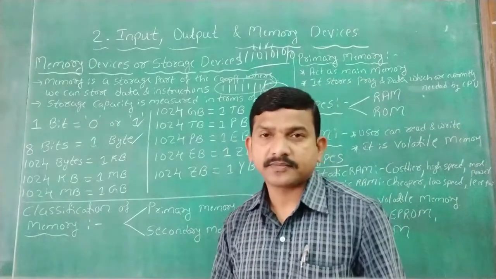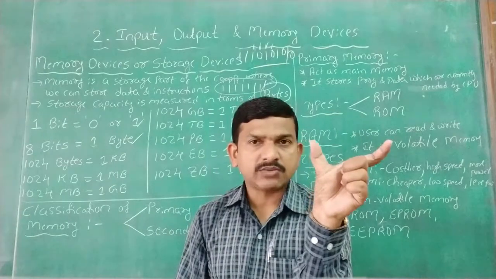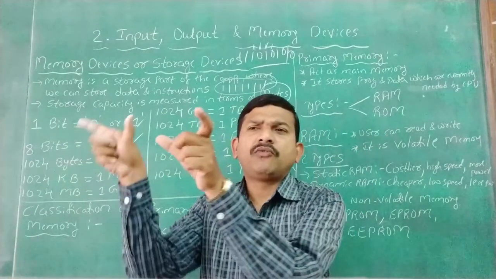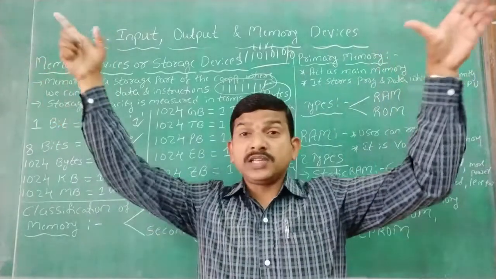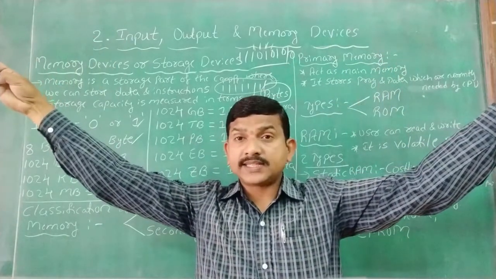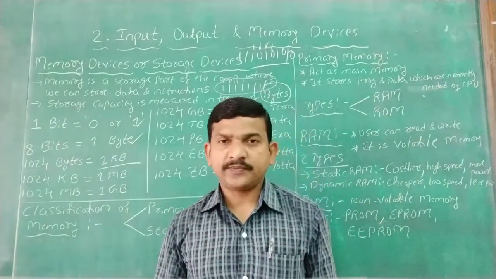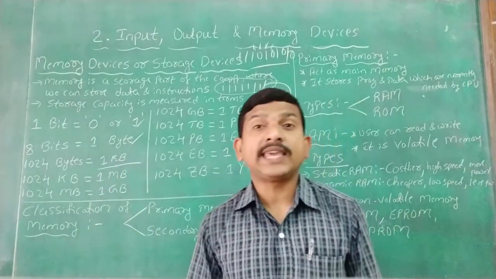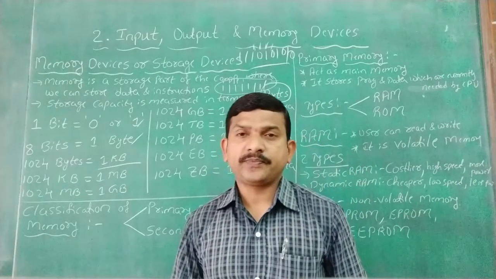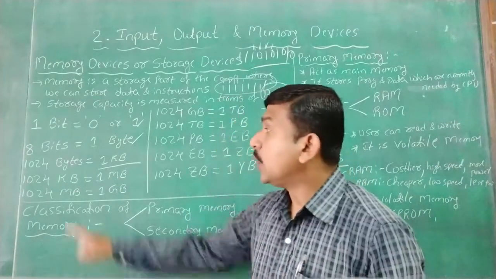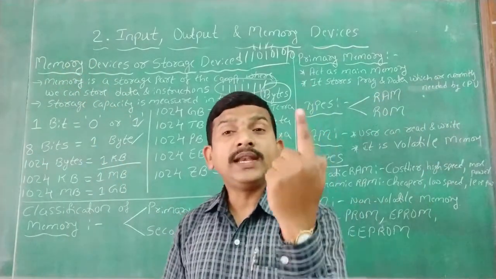1024 bytes, where 1 byte means 8 bits. So assume that this is 8 bits, 1 byte, 2 bytes, 3 bytes, 4 bytes, 10, 100, 200, 300, 1000, 1024 bytes. Then we call it 1 kilobyte. It is measured in KB, 1 KB. So 1 KB is nothing but, here KB stands for kilobyte. 1024 bytes, we call it 1 kilobyte.